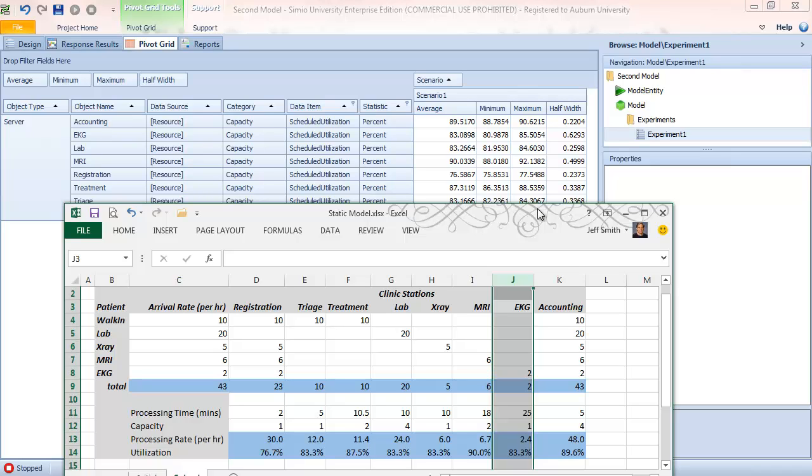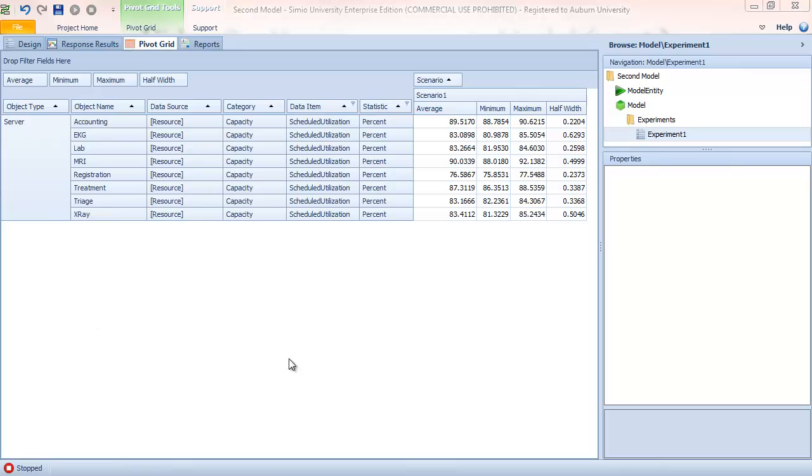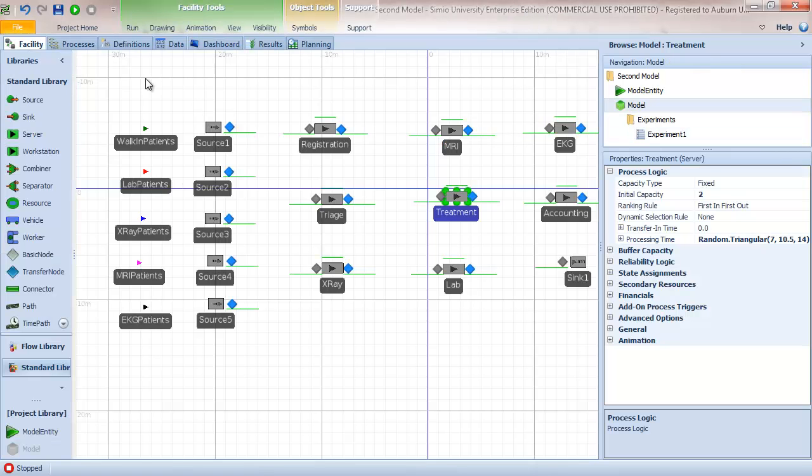And so at this point, I think it's fairly clear that the model behaves exactly as we expect it to do. And so at this point, I would say that we have a completely verified model.